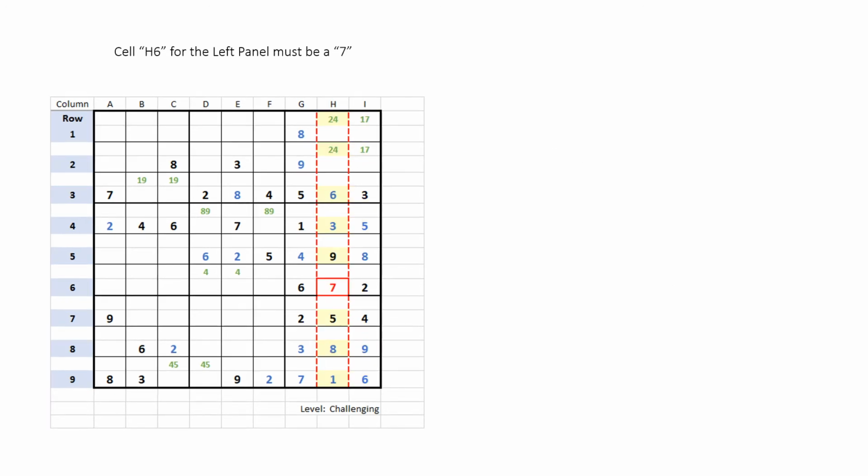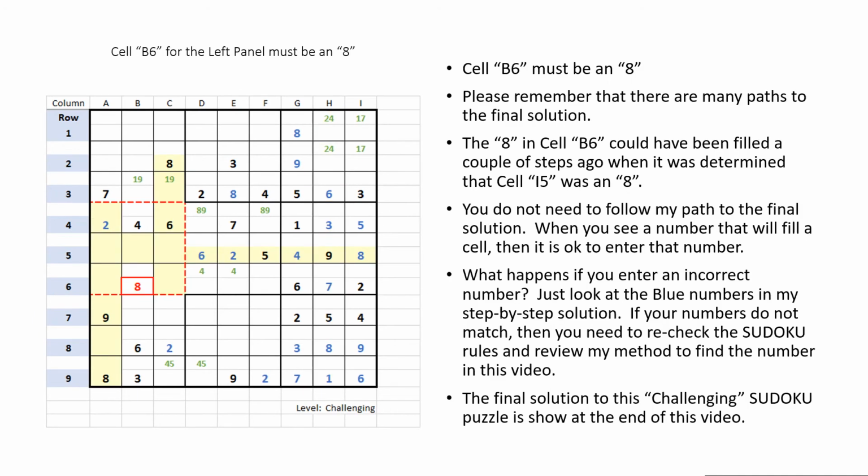are the only numbers remaining in the top right 3x3 square. Cell H6 for the left panel must be a 7. Cell B6 must be an 8. Please remember that there are many paths to the final solution. The 8 in cell B6 could have been filled a couple of steps ago when it was determined that cell I5 was an 8. You do not need to follow my path to the final solution.